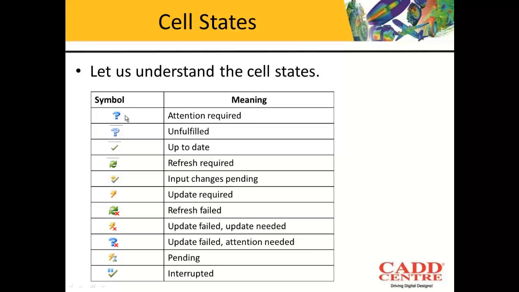If you see a blue colored filled question mark, then it means that it requires attention. If you see a blue colored question mark which is unfilled, that means there is no data and it is unfulfilled. If you see a green colored tick mark next to a cell, that means that cell is up to date and that information from that particular cell can be transferred to another cell. If you see a green colored symbol like this, it means that cell requires refresh. It needs to be refreshed. If you see a green colored tick mark with a yellow colored arrow, it means input changes are pending.